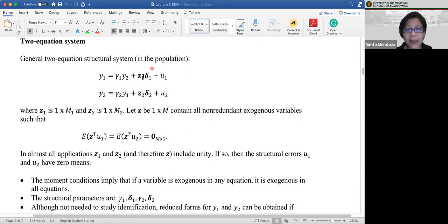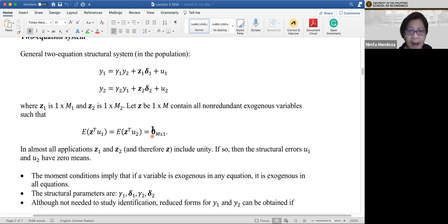We assume that the Z's are exogenous variables. So we have these orthogonality conditions. The expected value of C transpose U sub 1 is 0. The expected value of C transpose U sub 2 is 0. This 0 here is a 0 vector of dimension m by 1, so this has m rows and 1 column.